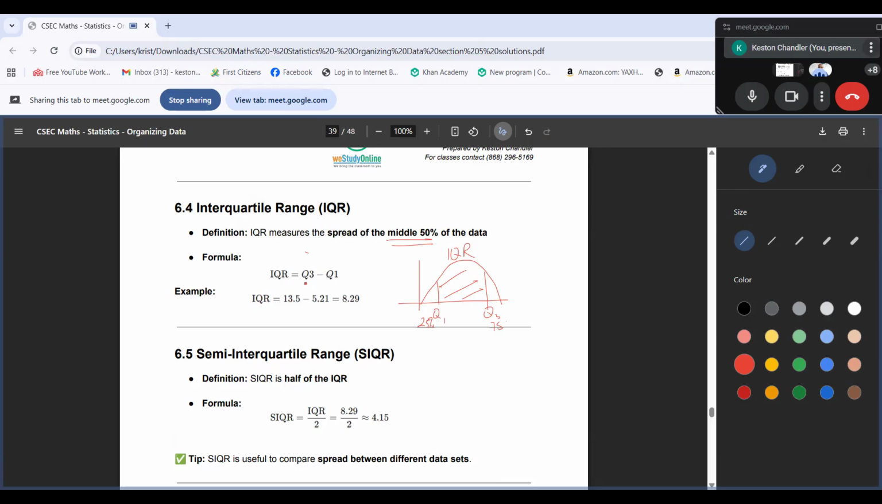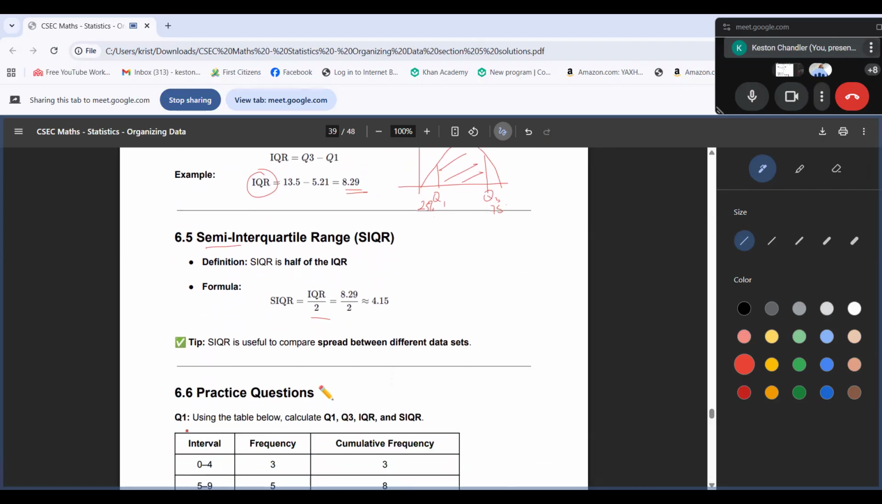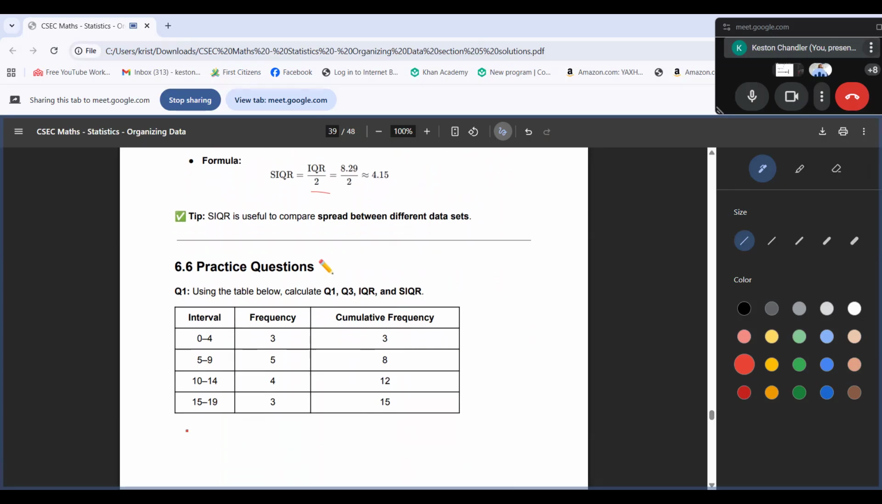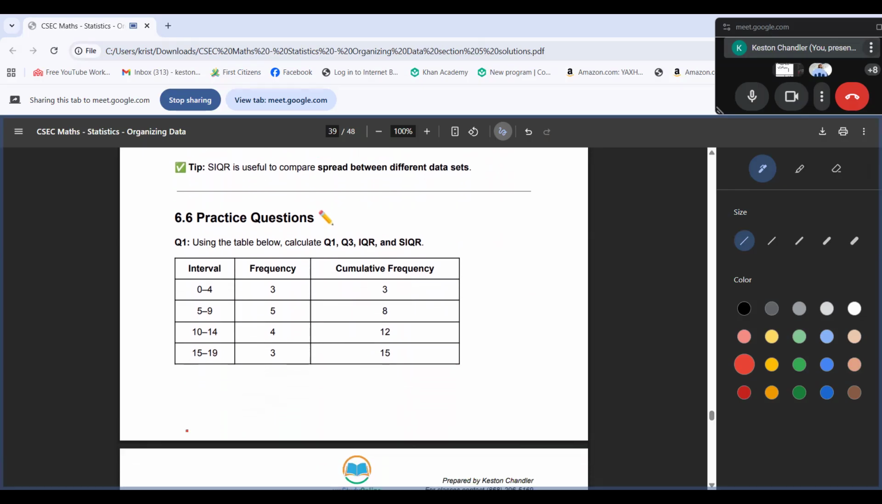To find this value, we are simply subtracting my Q1 value from my Q3 value. So the Q3 was 13.5 and our Q1 was 5.21. The difference between these two is how we find the interquartile range. Very easy. Nothing difficult to do. The semi-interquartile range, we will take that same figure that we got for the interquartile range and we will just divide that by 2. Right? Now, this is useful for comparing the spread between different data sets. It looks at how the data is spread in different positions of the entire data or population that you are observing.